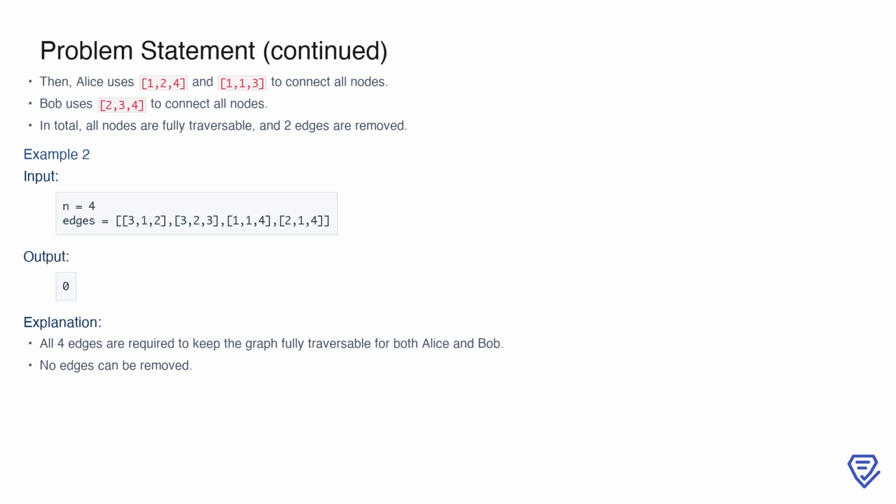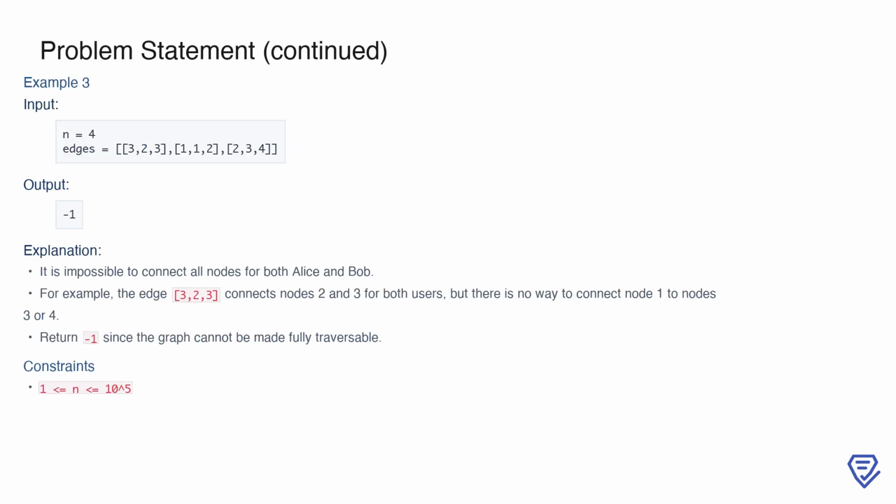In another example, where n equals 4 and the edges are [3,1,2], [3,2,3], [1,1,4], [2,1,4], the output is 0. Here, all 4 edges are required to keep the graph fully traversable for both users, so no edges can be removed. In a third example, consider a graph with n equals 4 nodes and edges given as [3,2,3], [1,1,2], [2,3,4]. The output here is -1.